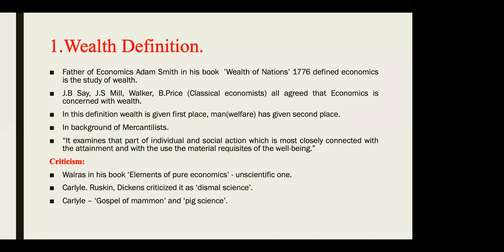Kyle Ruskin criticizes it as dismal science, and Kyle also calls it the gospel of mammon. Mammon is a synonym for riches in the Bible. So what he says is, it is purely about riches, and nowhere does it concern the ordinary man. So these criticisms are also important. They will give us in a line: gospel of mammon, criticized by whom, for which definition. So the criticisms and these lines are also pretty important.